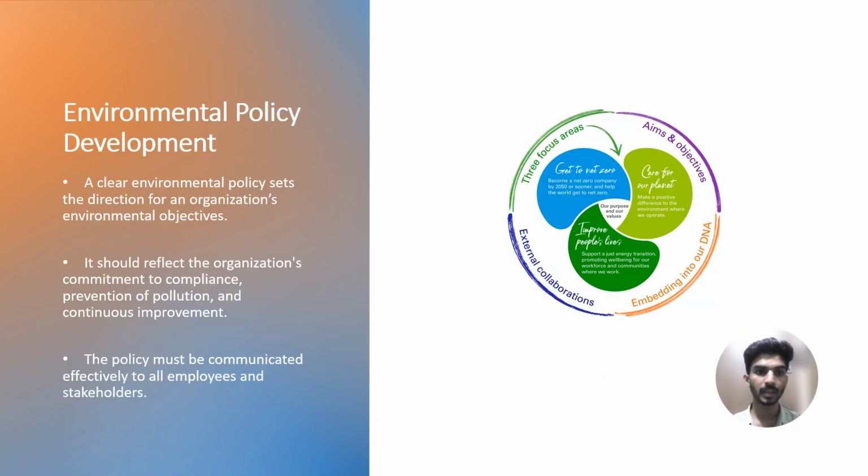Environmental policy development. A clear environmental policy sets a direction for the organization's environmental objectives. So it should reflect the organization's commitment to compliance, prevention of pollution, and continuous improvement. The policy must be communicated effectively to all employees and stakeholders. Embedding it into the DNA, along with external collaboration, these three focus areas need to be taken so that all the policies can be achieved.